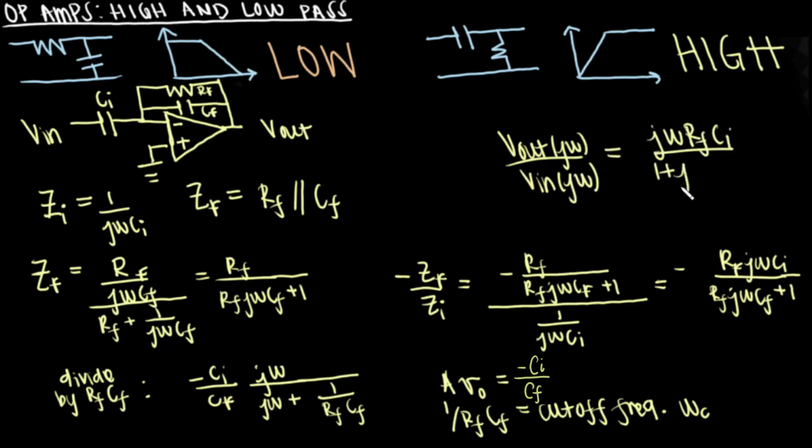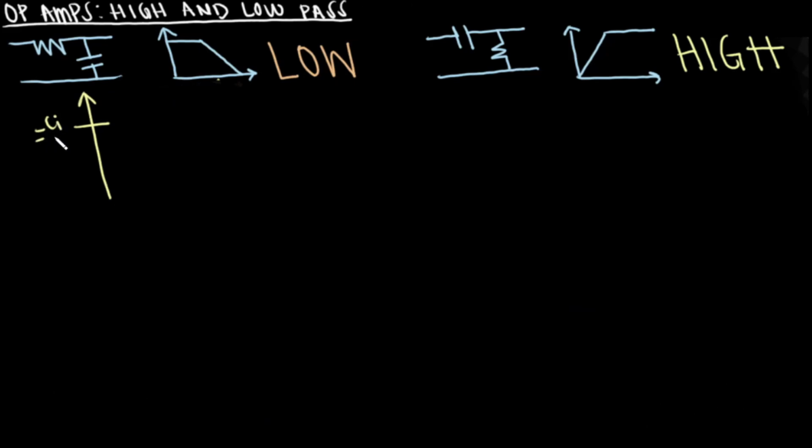Here is a brief representation plotted. The y-intercept is positive Ci divided by Cf, and the cutoff frequency is 1 divided by Rf Cf. If graphed against frequency, then the x-intercept would be 1 divided by 2 pi Rf Cf.